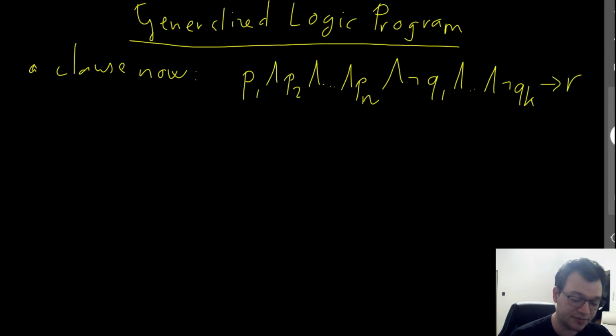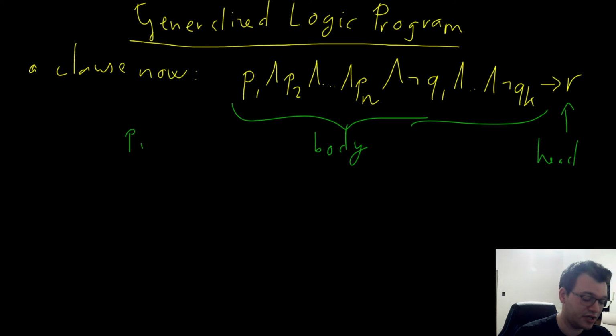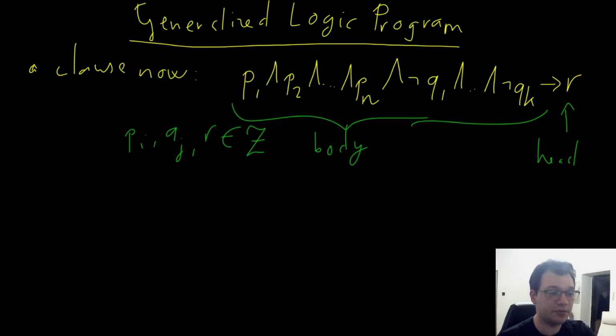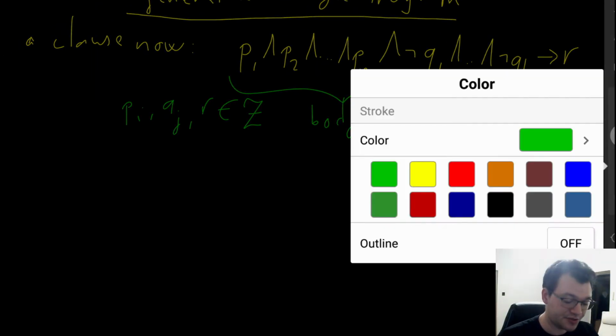Again, just like in the classical setting, we have this part as the head of the clause and this part as the body of the clause, and each Pi, each Qj, and the singular R are always members of a fixed variable set Z. So basically it's generalized because you are allowed to negate the members of the body, but of course you cannot negate, say, the conjunction itself.